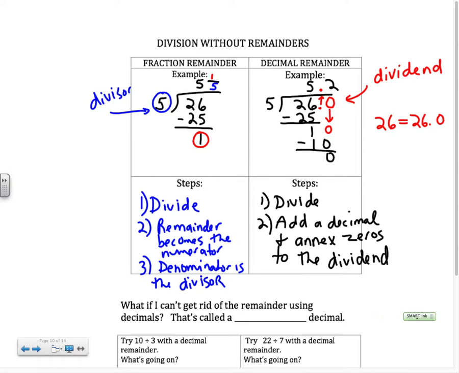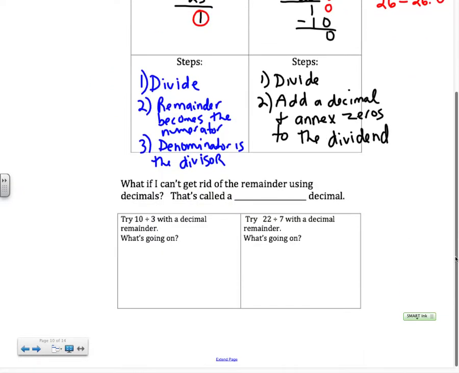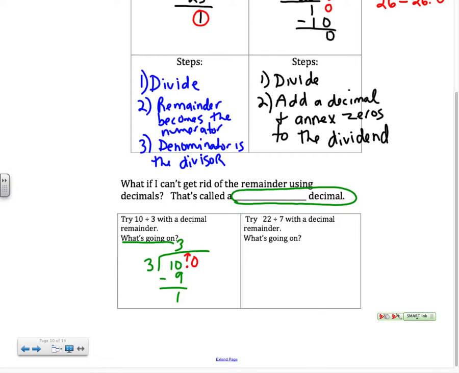Let's take a look at what might happen with some numbers, so we're prepared for these. What if I can't get rid of the remainders using decimals? Well, let's see what that's called. That's a certain kind of decimal when you have numbers that you just can't get rid of the remainder. So let's try 10 divided by 3 with a decimal remainder. 3 goes into 10 3 times. 3 times 3 is 9. Subtract and you get 1. Let's get rid of that remainder using a decimal. So add your decimal point and a 0. Bring the decimal point straight up and bring down that 0.